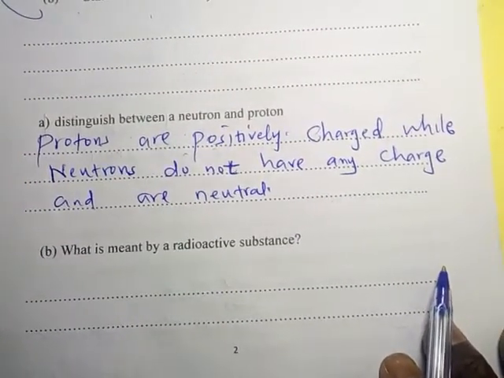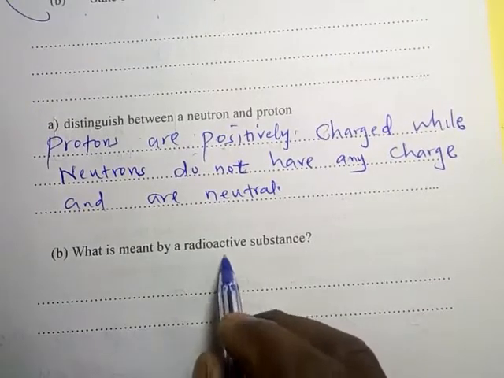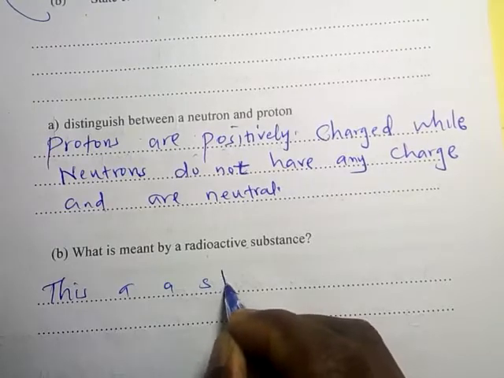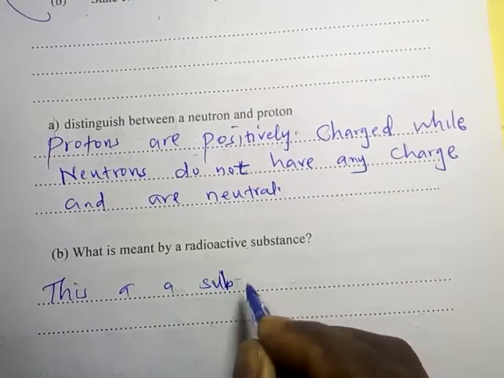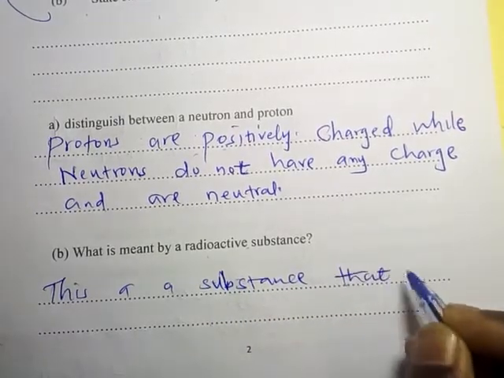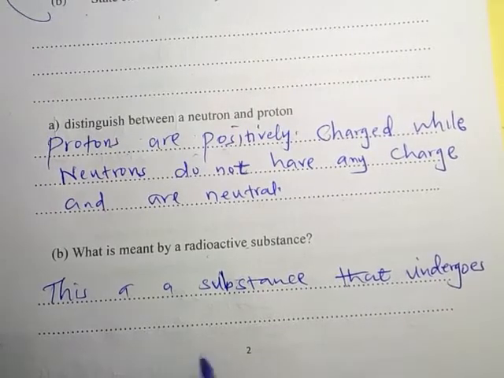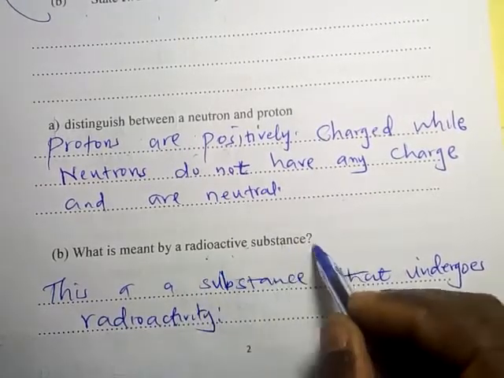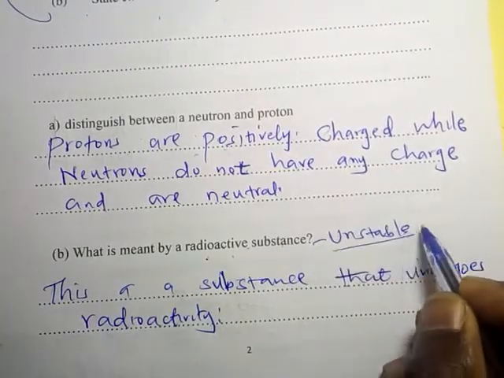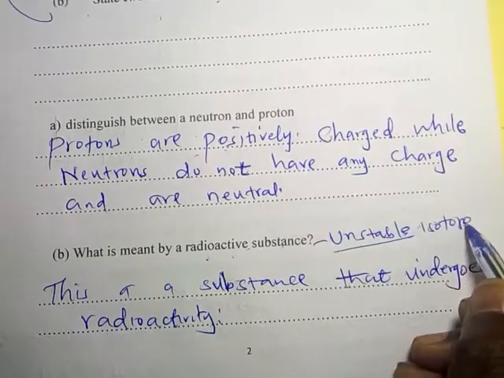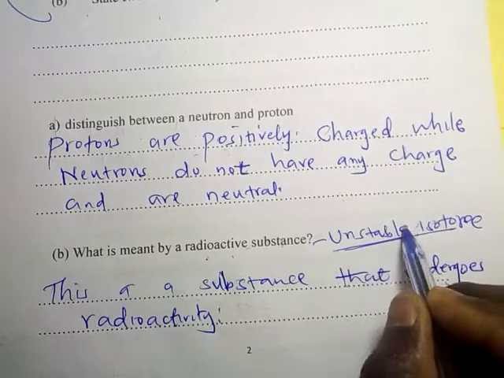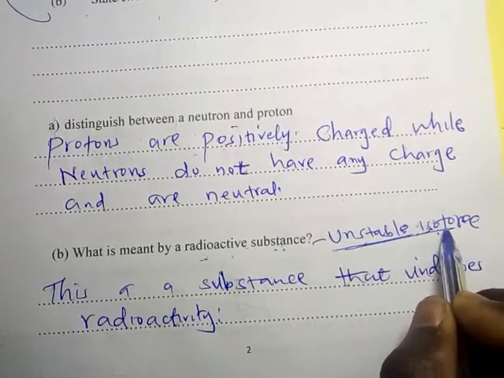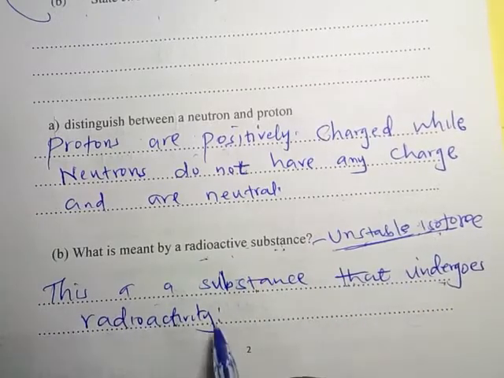What is meant by a radioactive substance? What is a radioactive substance? A radioactive substance is a substance that undergoes radioactivity. In other words, say that a radioactive substance is an unstable nuclide or isotope. An unstable isotope is able to undergo radioactivity because it is unstable, therefore it is radioactive. So a radioactive substance is an unstable isotope which is ready to undergo radioactivity. So this is a substance that undergoes radioactivity because it is unstable.